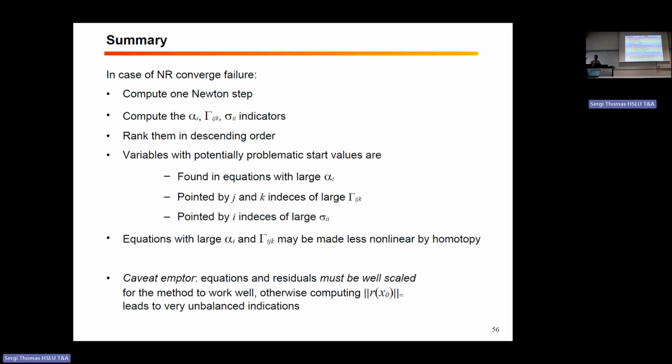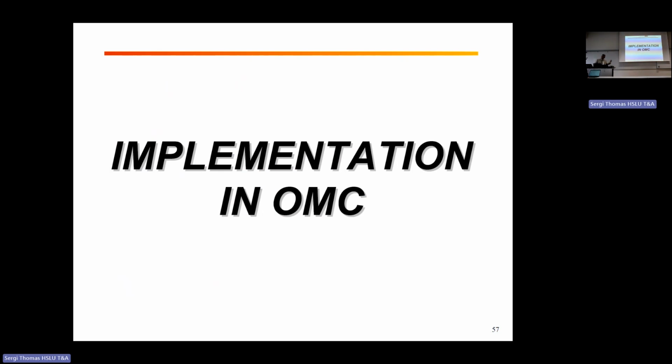There's a caveat here. For technical reasons, you need equations and residuals to be well scaled for the method to work well. Otherwise, if you're computing this residual and you have one residual which is watts in a power plant at 300 megawatts, this is 10 to the 8, and another residual is 10 to the minus 4. If you don't scale them, this norm basically doesn't mean anything. That's just the technical remark. So that's the theory.